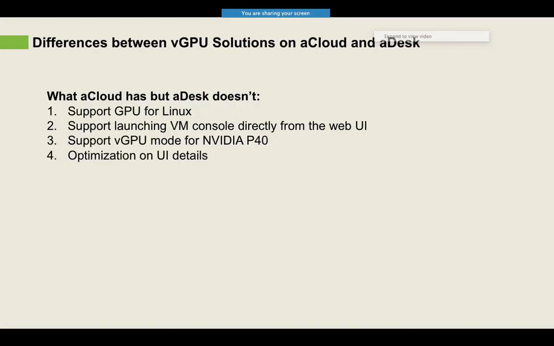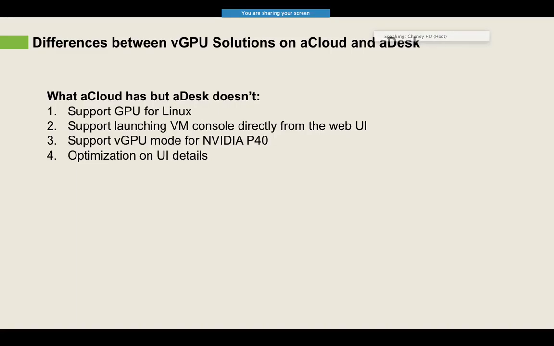We all know that VGPU was supported long ago by our aDesk VDI solution. And based on that aDesk VDI solution, we've optimized our VGPU solution on aCloud. So there are some differences between the VGPU solution on aCloud and aDesk. The differences include: the VGPU solution on aCloud can also support the Linux operating system, and as far as I know, our VGPU solution on aDesk can only support Windows. And also you can launch the VM console directly from our web UI.